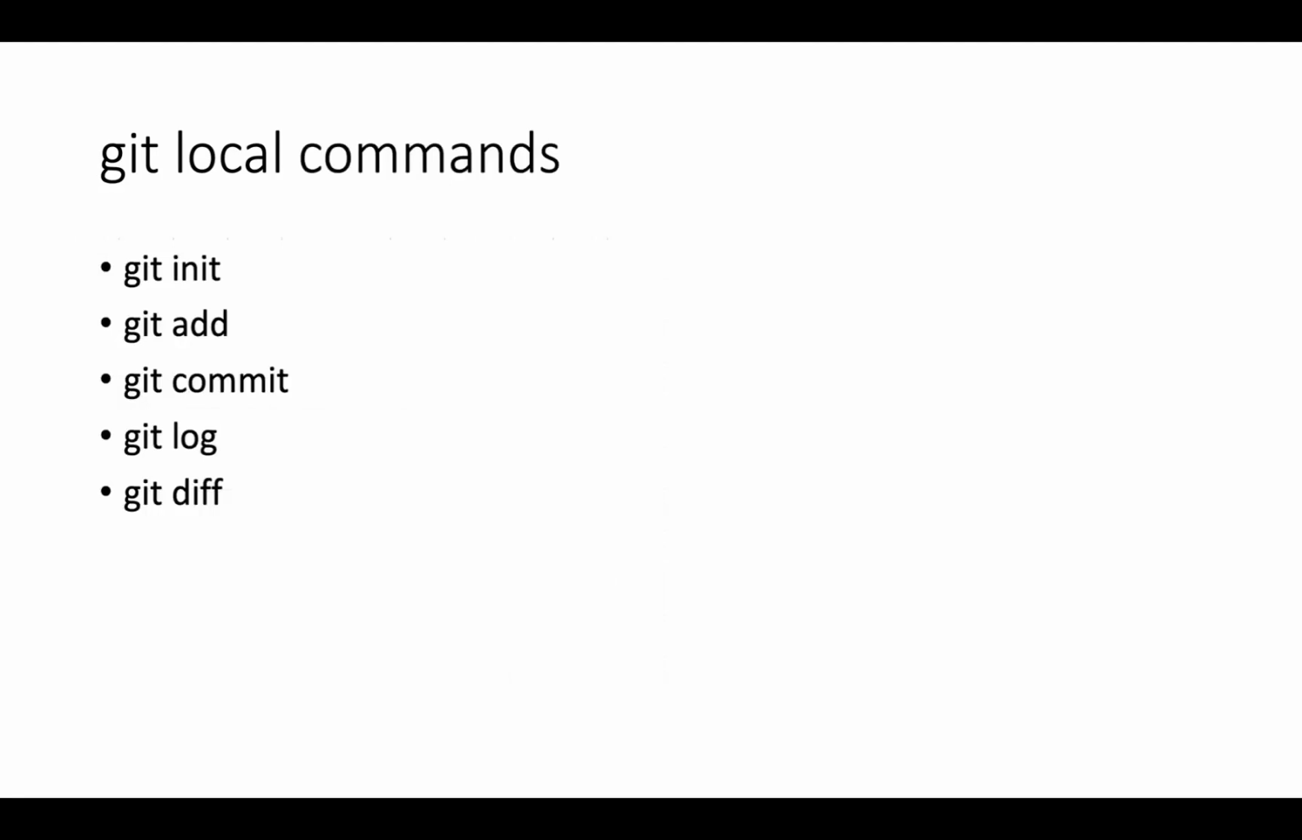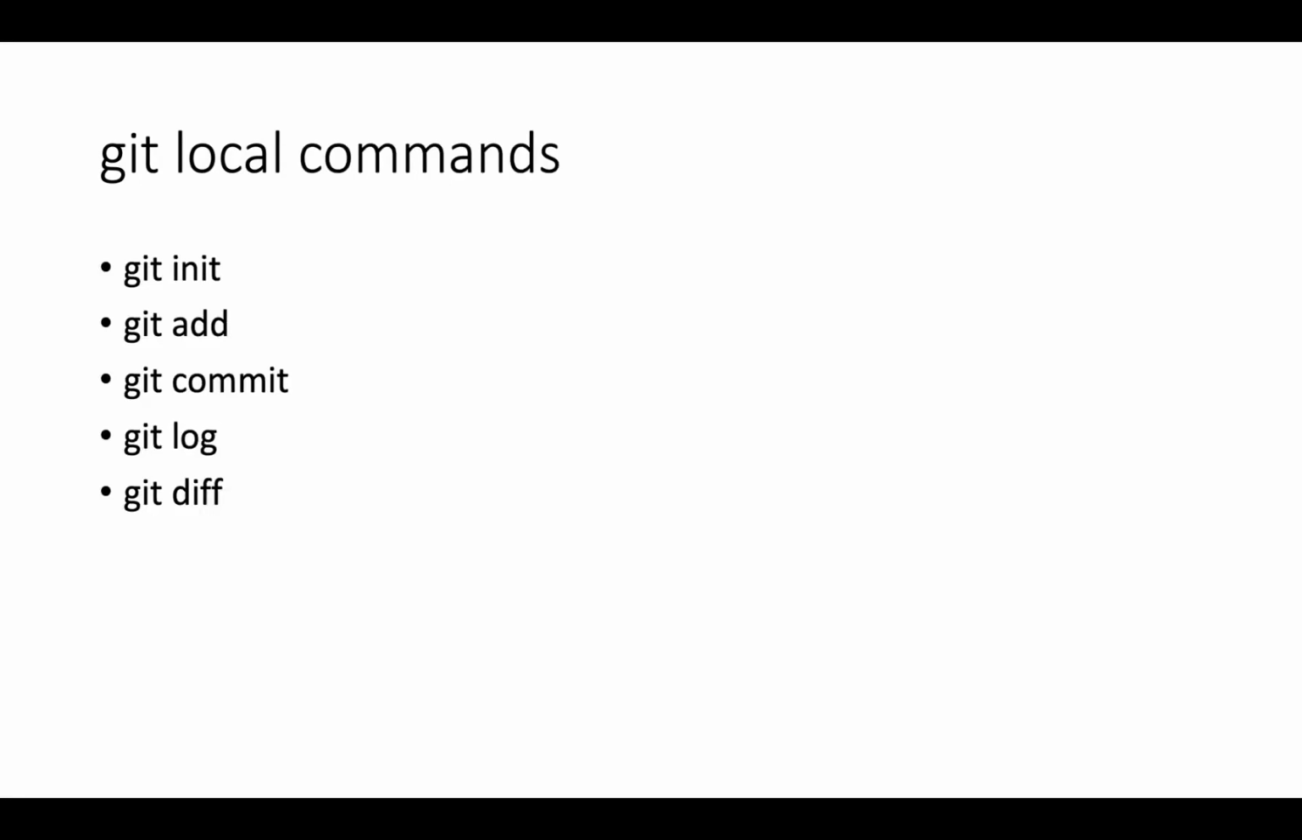These are some of the git local commands: init, add, commit, log, diff. Git init is to initialize a brand new project on your local machine. Then you start working on it, doing multiple commits in the local repository. Later, that could be pushed into a remote repository. Git add is to add your changes from your working directory to the staging area. Commit is to commit your changes from the staging area into the local repository.